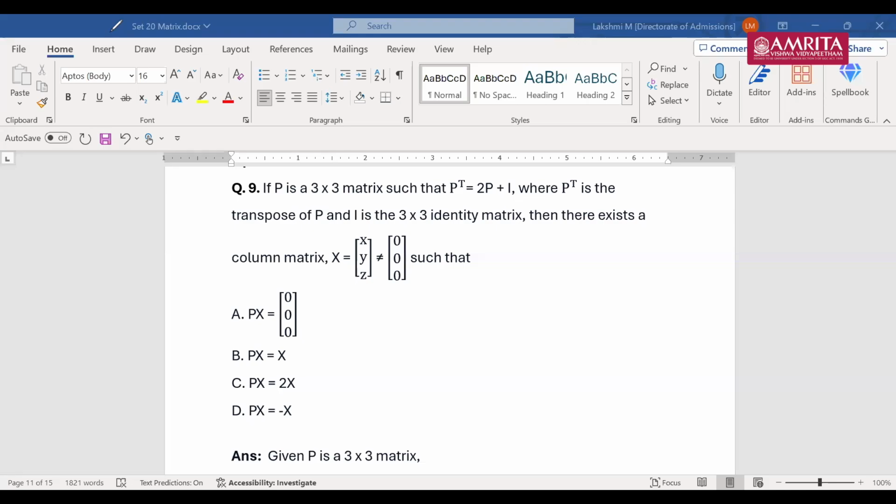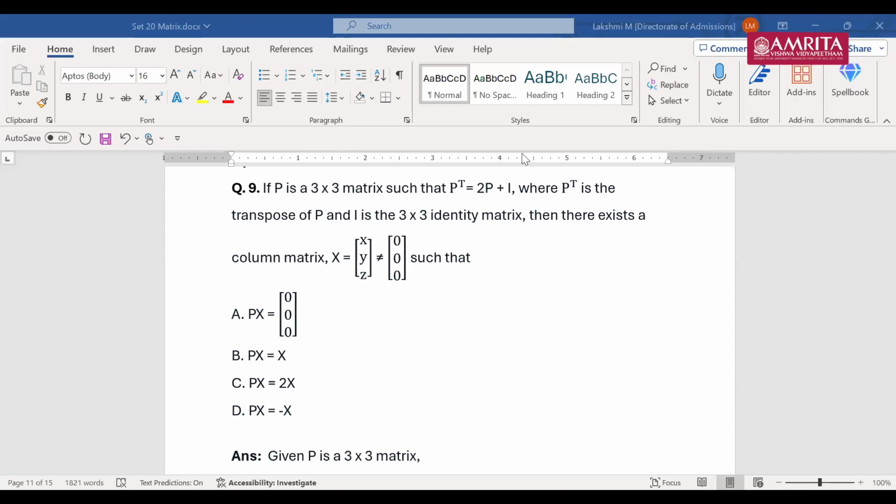Okay, I think most of you have given option A, option D. Option A is Px equal to 0, 0, 0. Just think, X is not 0. X is equal to XYZ, which is not equal to 0, 0, 0. Then will Px be equal to 0? Px equal to x, Px equal to 2x and Px equal to minus x. There is D option also, Px equal to minus x, completely fine. Px equal to 2x also is there as an option. Okay, fine.